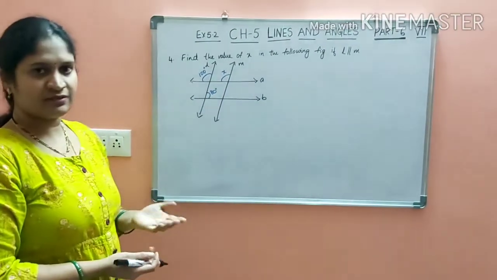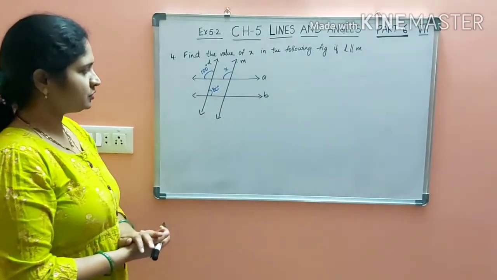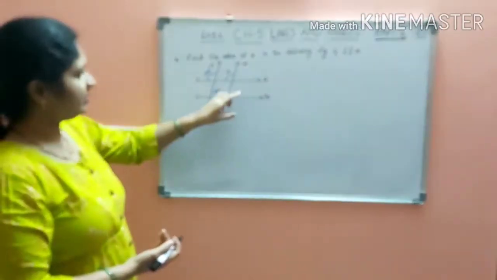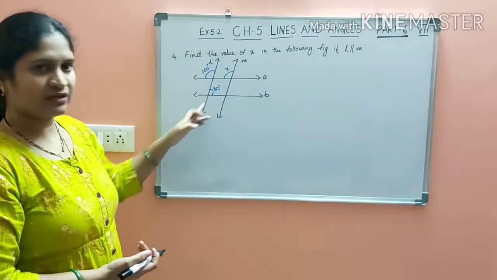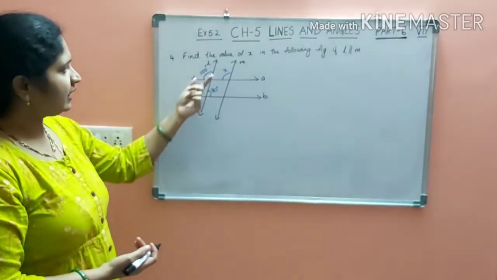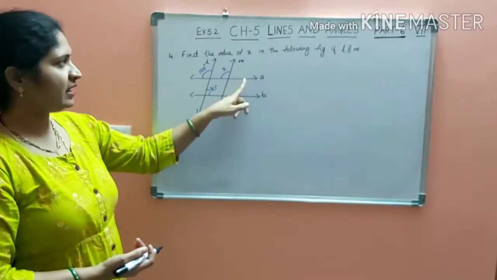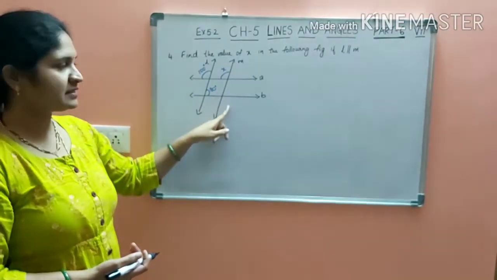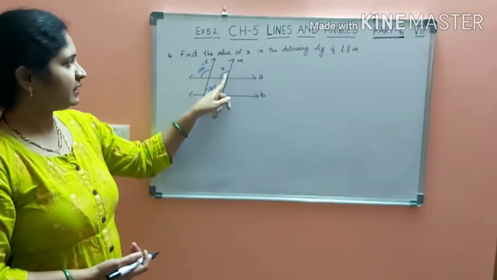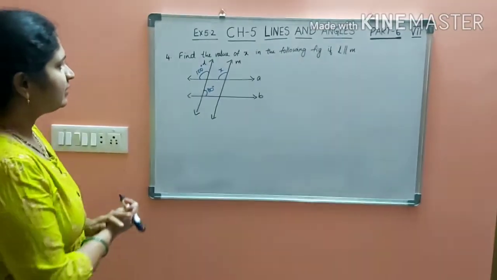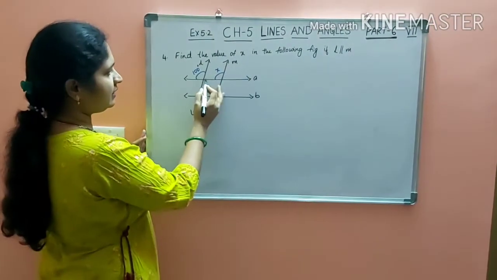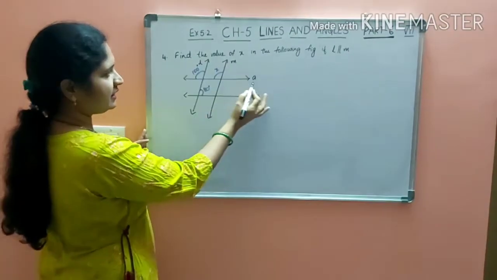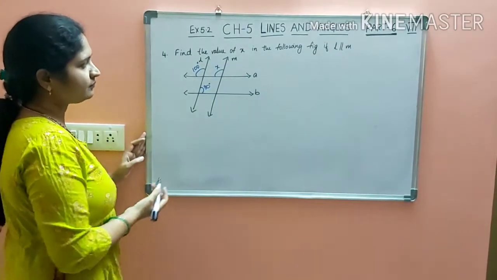Children, for this solution we have two ways. You can take A and B as parallel lines and this as the transversal, and we can find the X value, or take L and M as parallel lines and A or B as a transversal, and you can find the unknown value X here. Let us see if L and M are parallel lines. They have given already that L and M are parallel lines and A is the transversal here.